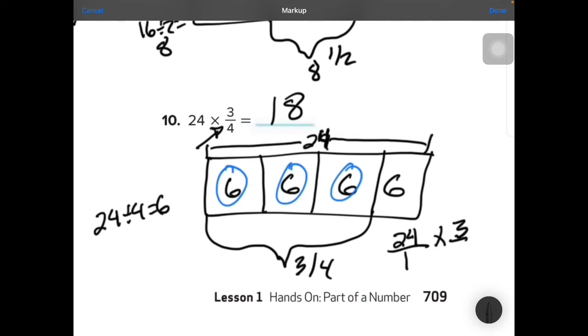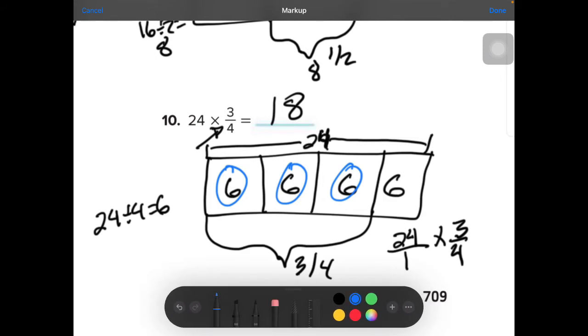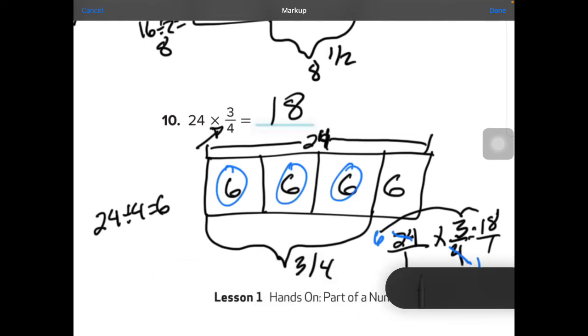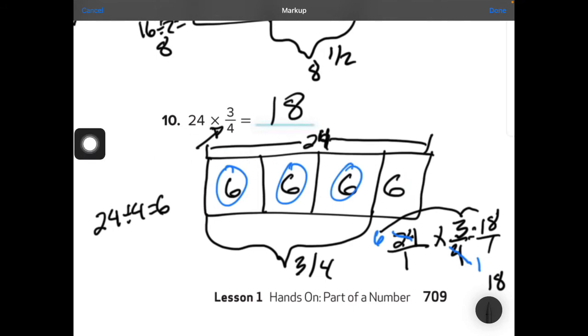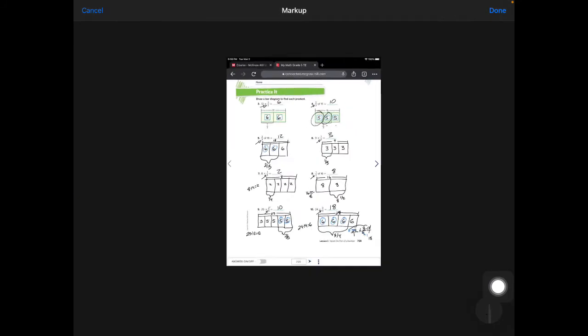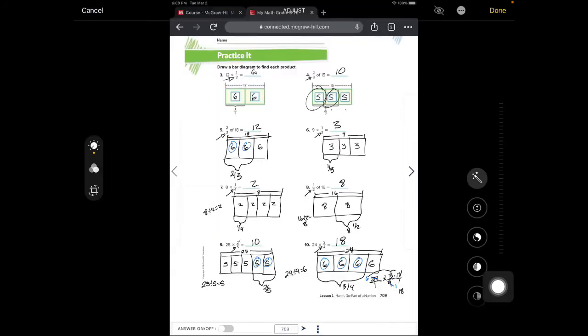24, when you do that over 1, times 3/4. Now, there's a fun little rule that says look at each of them diagonally and see if you can simplify. I know 4 will go into 4 once, and 4 will go into 24 6 times. So then that way it's simplified. So I can go like this, and this is 18 over 1, which simplifies to 18. And that's what our answer is as well. So to multiply fractions, you can use this diagram, which is what this lesson is teaching, or you can just multiply it out and simplify it. Choose your strategy.